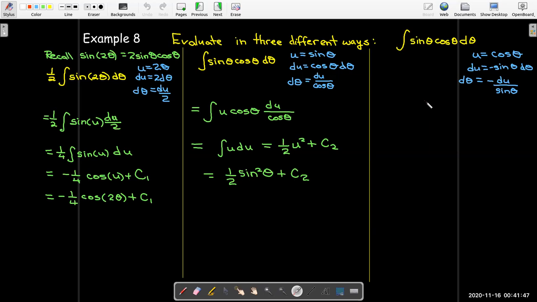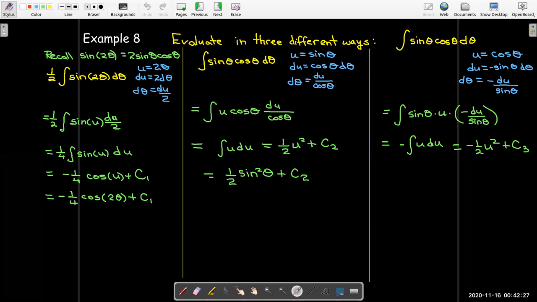So the negative sign is not really going to bother us. So I'll have sine theta times u, that's what I replaced cosine theta with, and then d theta gets replaced with negative du over sine theta. And the sine theta divides out. Sine theta divided by sine theta equals 1. So I'm left with negative u du, and that antiderivative is just negative 1 half u squared plus a third constant, c3. And replacing u with cosine theta gives us negative 1 half cosine squared theta plus c3.